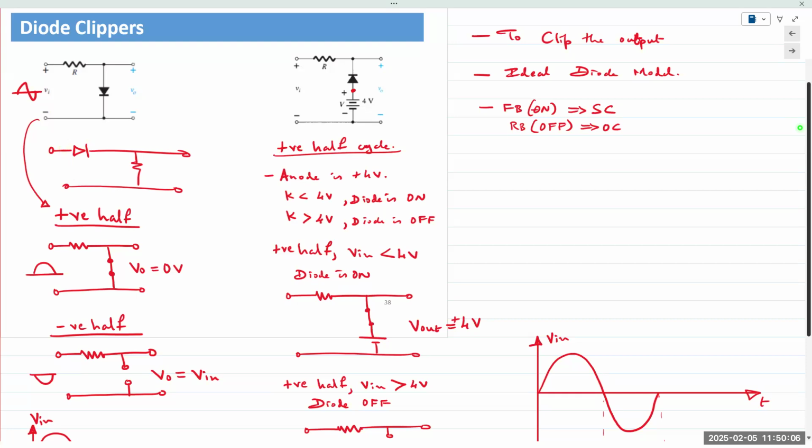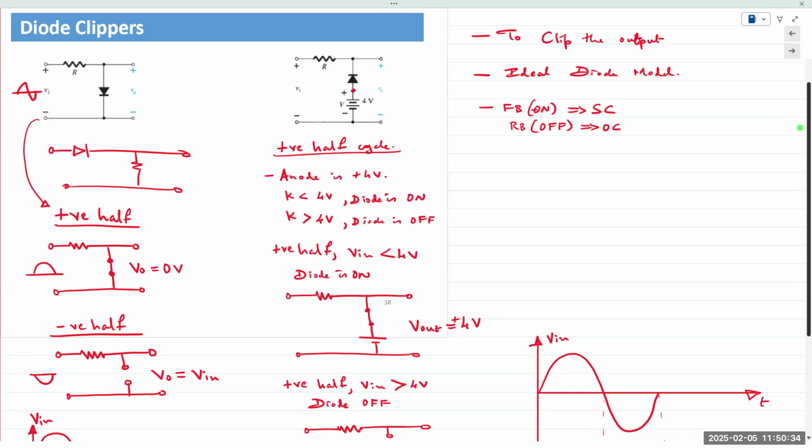Yes, you had a question? What if we attach a battery in level? Yeah, so we are not performing any mathematical analysis for this. But it'll be the same as the previous circuits.